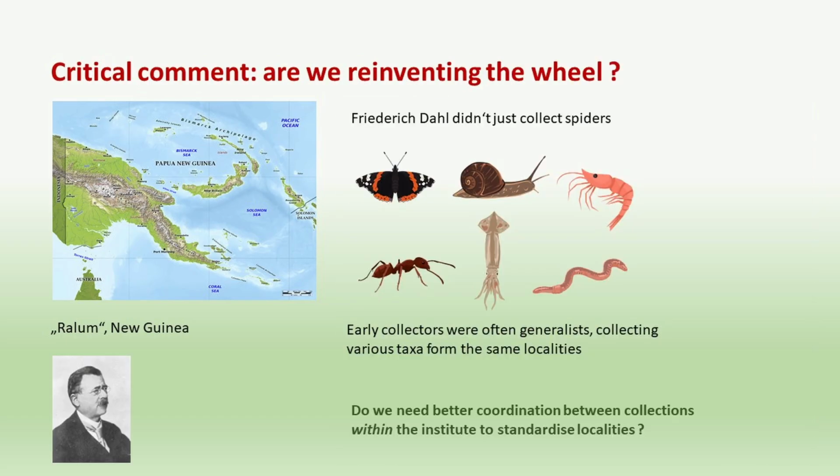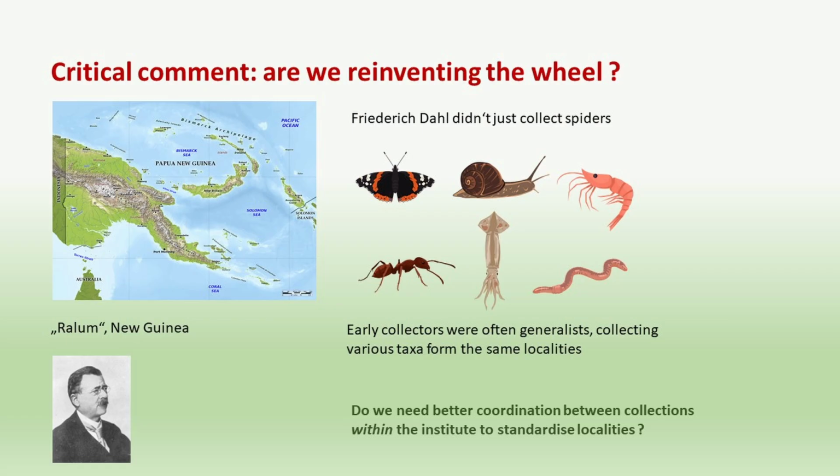There's another critical comment. What worried me a little bit, though, is: are we reinventing the wheel? Because people like Friedrich Dahl and the many collectors in the 19th century didn't just collect spiders or their favorite animal group. They were generalist collectors. They were collecting all sorts of animals from different groups from the same localities.